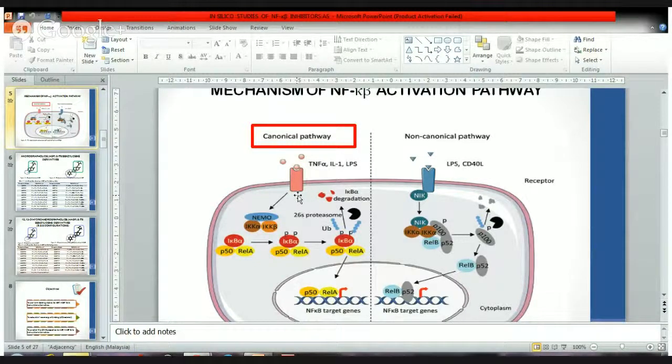they will then cause activation of IKK, which is known as the inhibitor kappa B kinase complex. This complex exists in 3 subunits: alpha, beta, as well as NEMO, which is the IKK gamma form. From these 3 subunits, IKK beta is the one responsible for its function, that is to cause phosphorylation of inhibitor kappa B alpha.